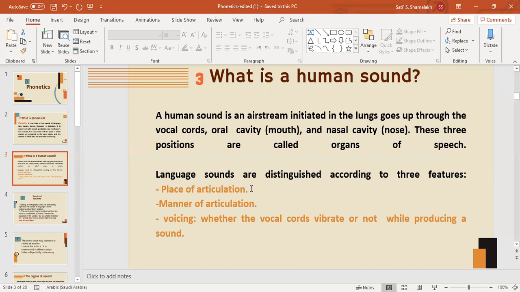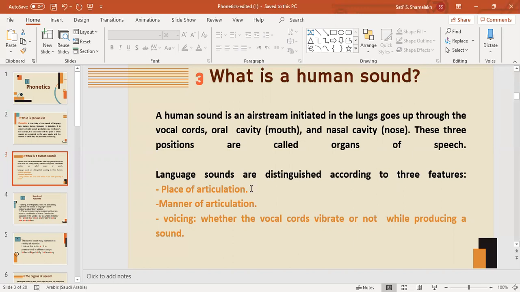And the air comes out of your nose. So when I say, for example, "if," your upper teeth and your lower lip come together. So this is the place of articulation. When I say, what is the place of articulation of "if"? You say upper teeth and lower lip together, we produce the sound "if" and the sound V.